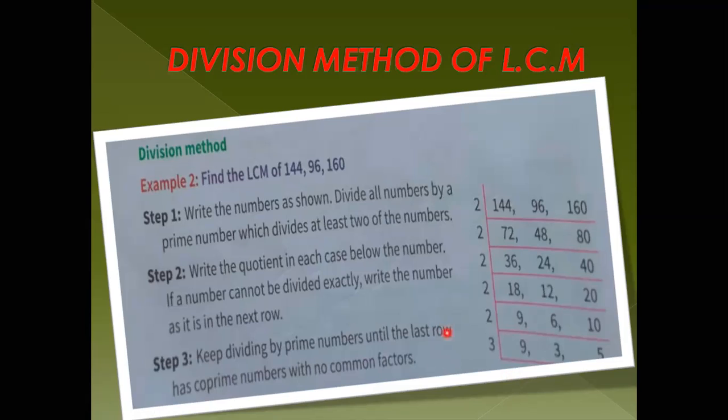Now lastly, all these numbers you have to multiply: 2 into 2 into 2 into 2 into 2 into 3 into 5. If you multiply, you will get the LCM.